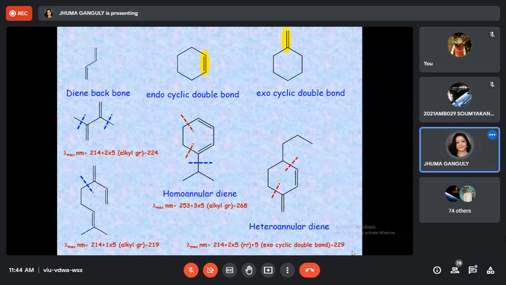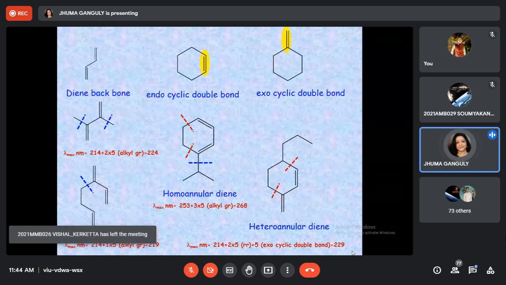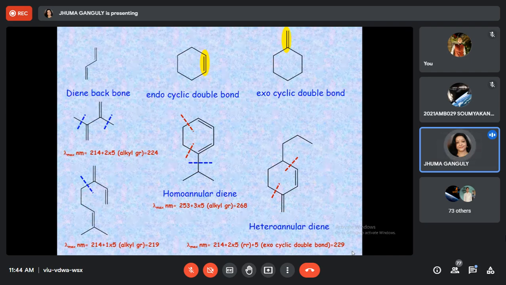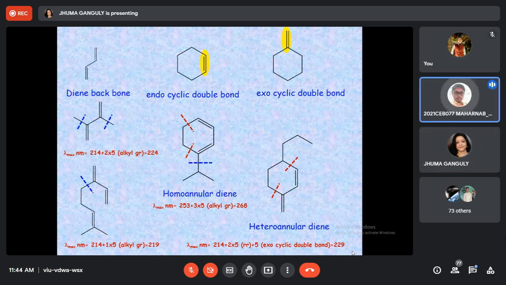It's clear, all things. This slide shows how to select the base value for a diene system: acyclic, homoannular, heteroannular, what is an exocyclic double bond and what is a ring residue. All are in this slide. Make it clear, then we will go further.